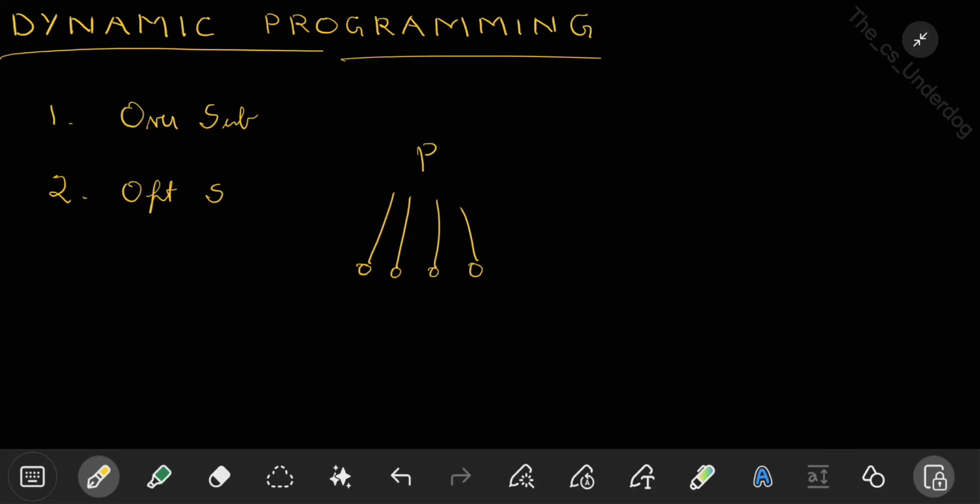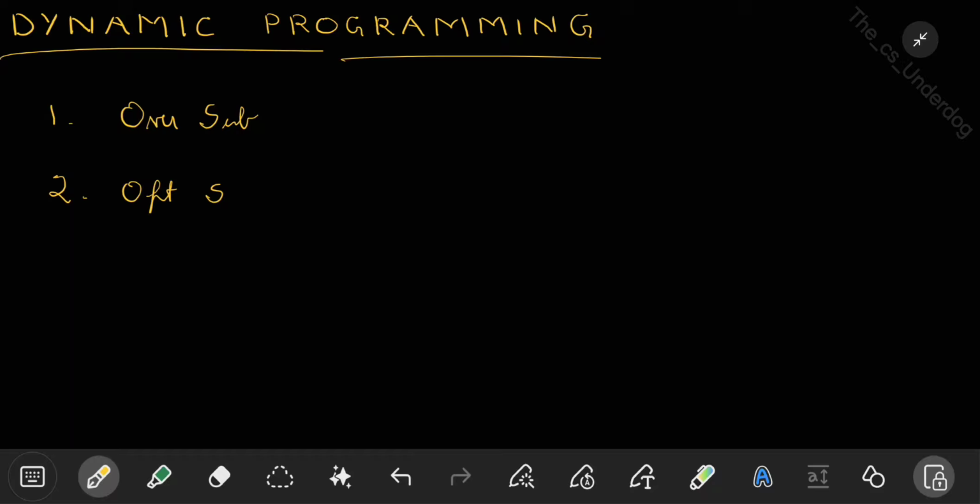What makes dynamic programming different is the quality of overlapping subproblems. Okay. So now you know what are the characteristics to see in order to identify this as dynamic programming.